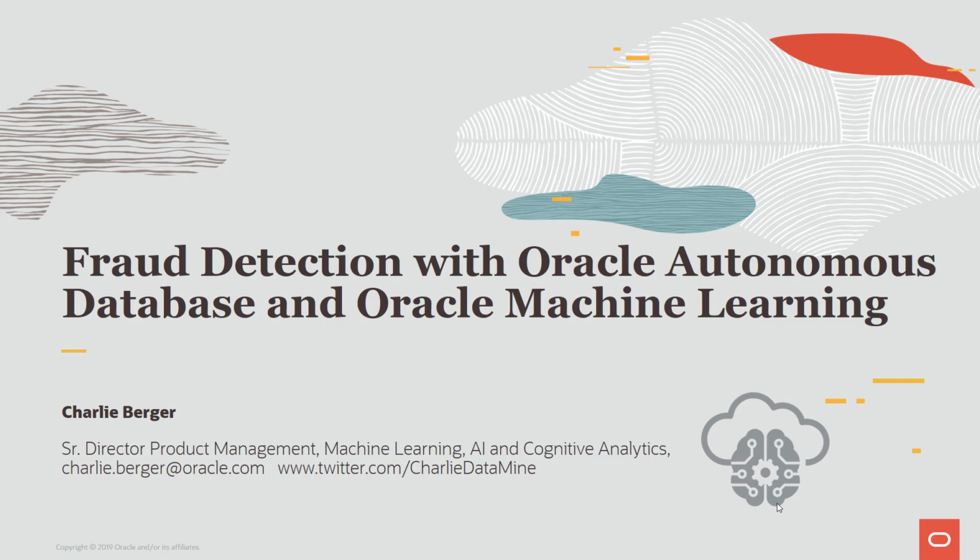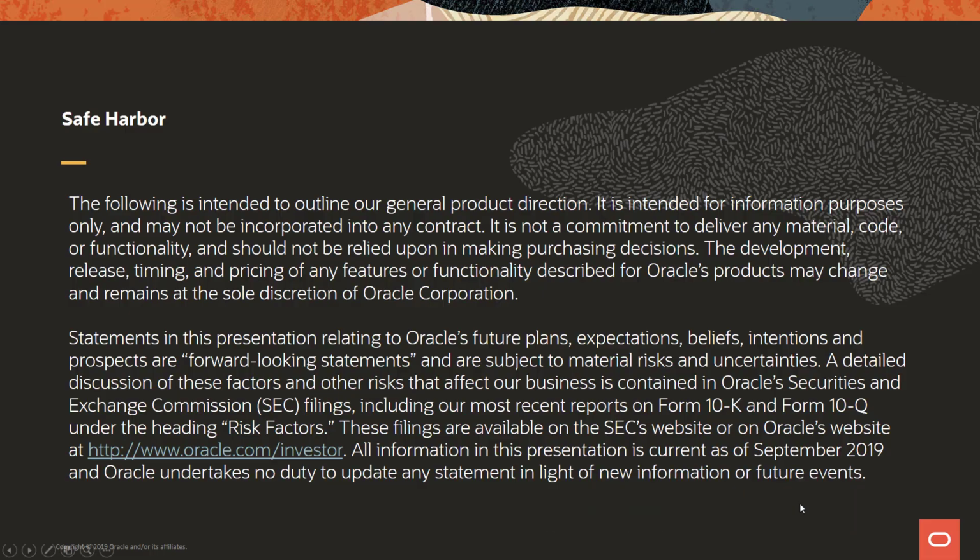And for the next 45 minutes or so, I'll talk about how to tackle the complex challenge of finding anomalies that may in fact actually be fraudulent behavior using the Autonomous Database and the built-in machine learning algorithms that are provided with it, called Oracle Machine Learning.